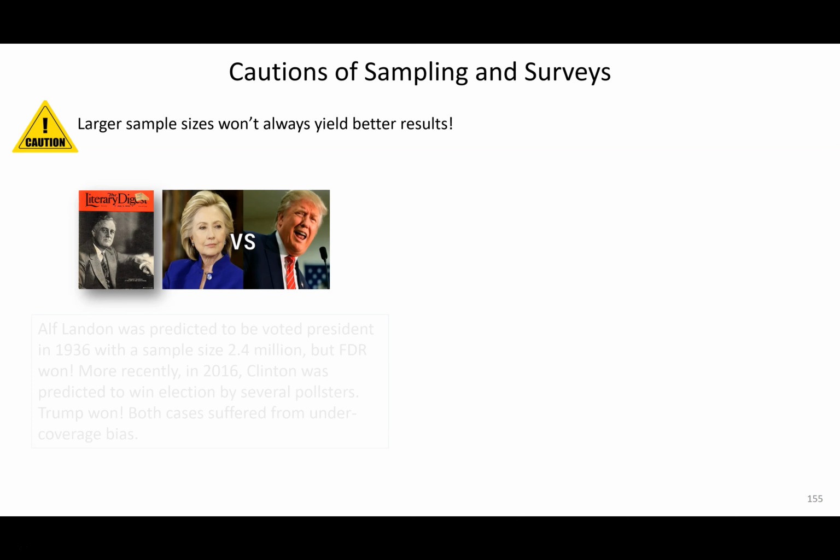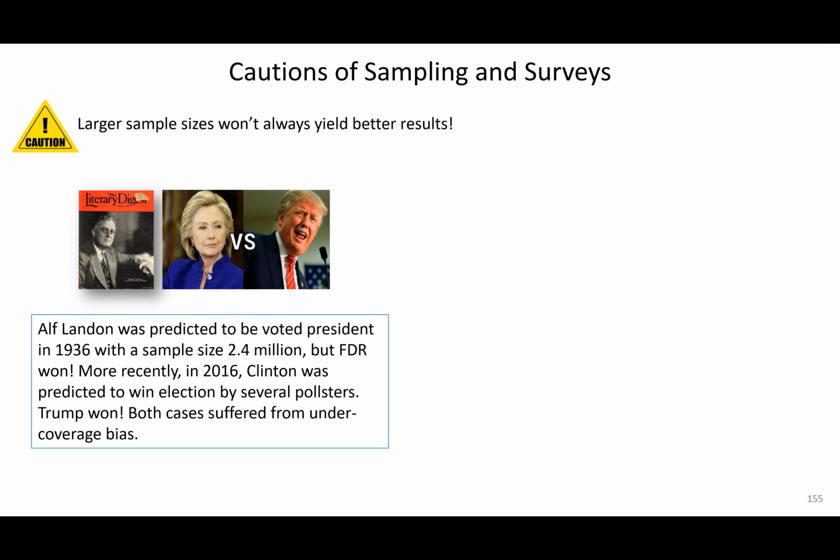So, for example, Alf Landon, how many of y'all have heard of Alf Landon? At least one person will raise their hand, but a lot of times people won't, by and large, know who. But he was predicted to be voted president in 1936 against FDR. And they had a huge sample size in this survey, 2.4 million. But he didn't win, FDR did.